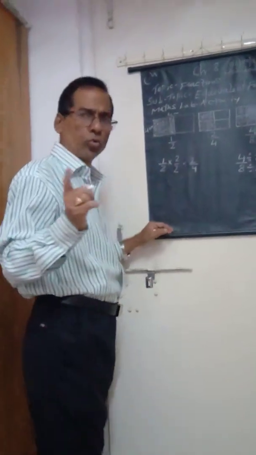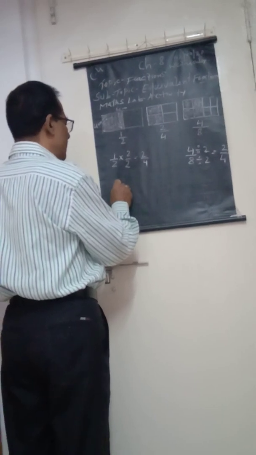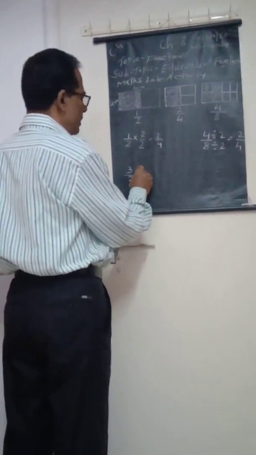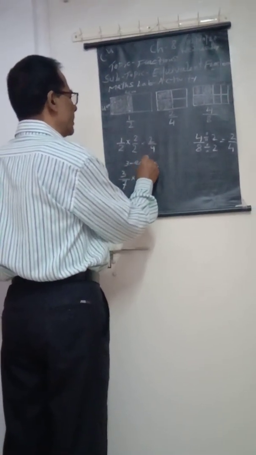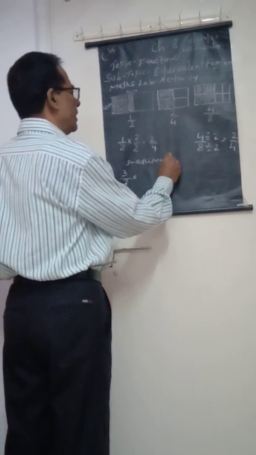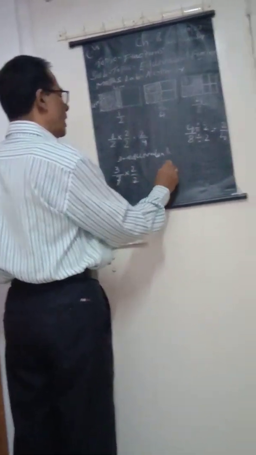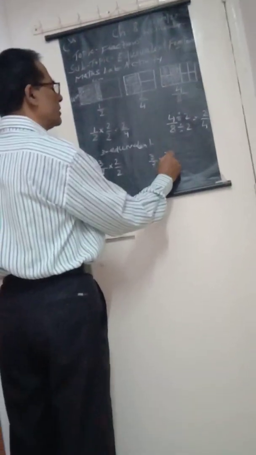If you want to write 2 or 3 equivalent fractions, you do it like this. Suppose 3 by 7. You have to write 3 equivalent fractions of 3 by 7. How to do it? Multiply 3 by 7 by 2 by 2. Again, 3 by 7 by 3 by 3.